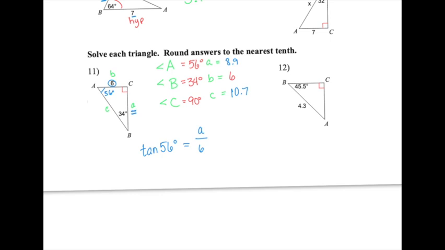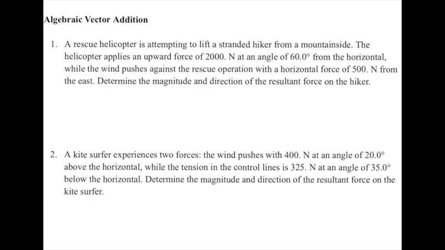A rescue helicopter is attempting to lift a stranded hiker from a mountainside. The helicopter applies an upward force of 2,000 newtons at an angle of 60 degrees from the horizontal, while the wind pushes against the rescue operation with a horizontal force of 500 newtons from the east. Determine the magnitude and direction of the resultant force on the hiker.